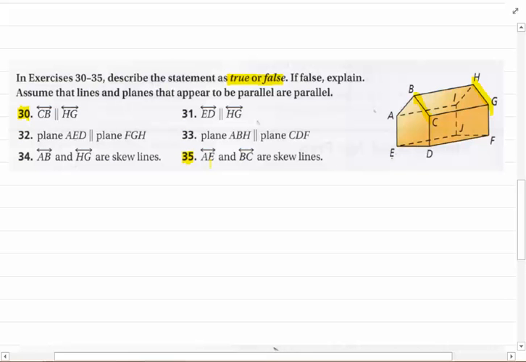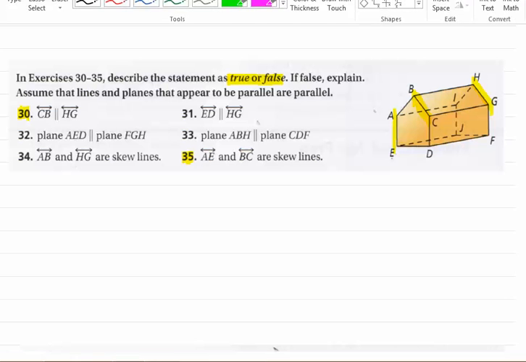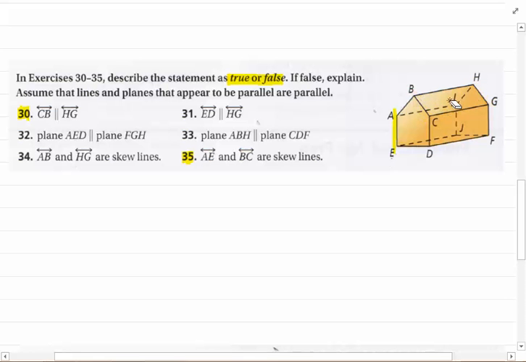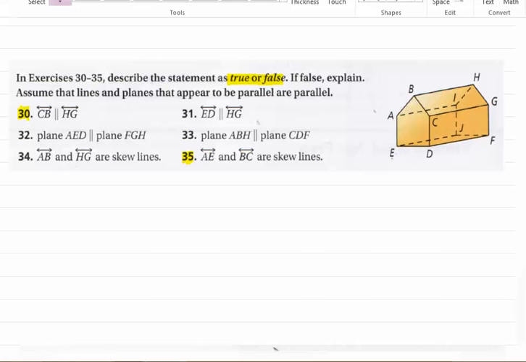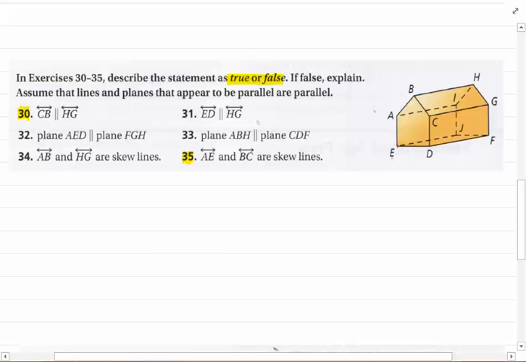Let's look at 35. AE and BC are skew. The answer is actually no, because if they continue, let me show you. If this continues and this continues, they will actually intersect at this point. So I do say it is false.